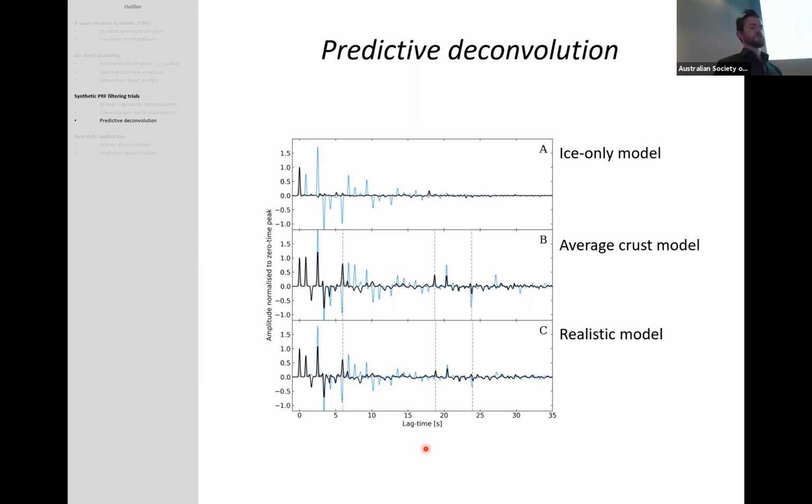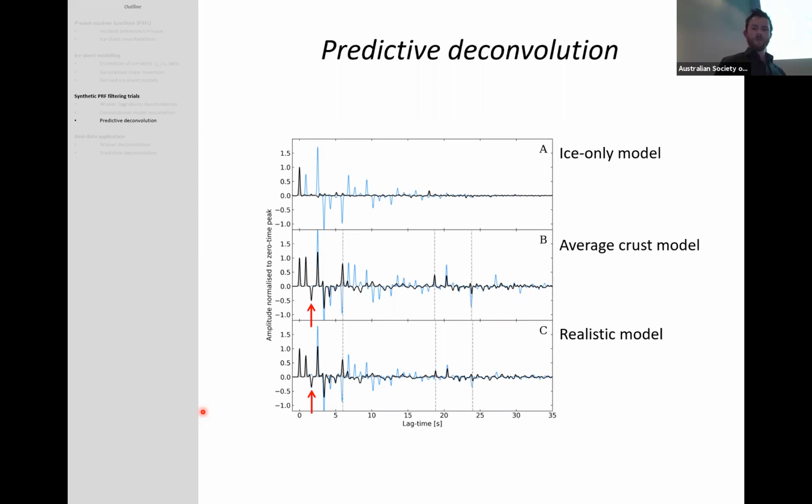The predictive decon appears to struggle suppressing the ice phases early on, before the Moho Ps. It doesn't even affect the Ps phase at all. And this makes sense because the ice Ps isn't actually a reverberation. It's not a repeat. It's its own transmission. So the predictive decon is actually seeing that as its own event, so it doesn't remove it.